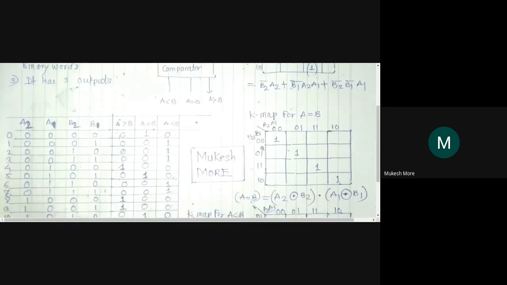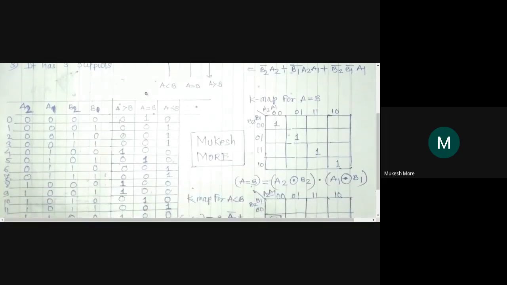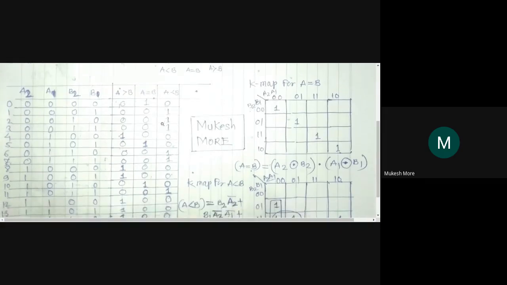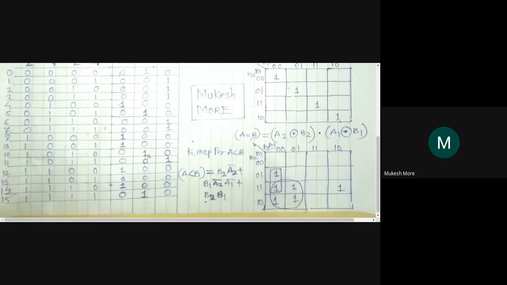Now similarly, we can plot the K-map for the second output, A equal to B. In A equal to B, we have only four ones, right? So first at 0 0 0 0, you get the 1. Then 0 1 0 1, you get 1. Then 1 0 1 0, you get 1, and 1 1 1 1, you get 1. So in this case, it is not possible to form a group because the ones are in a diagonal manner.